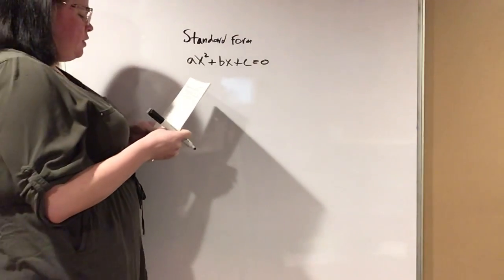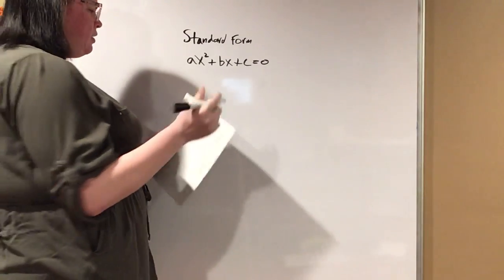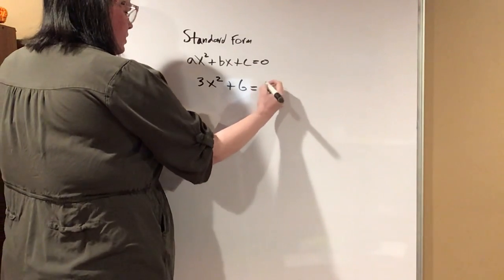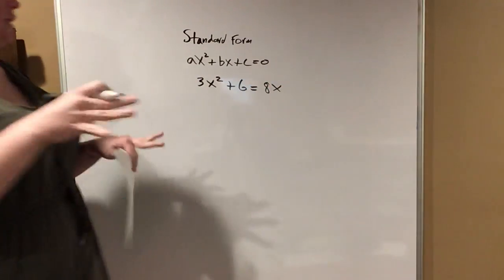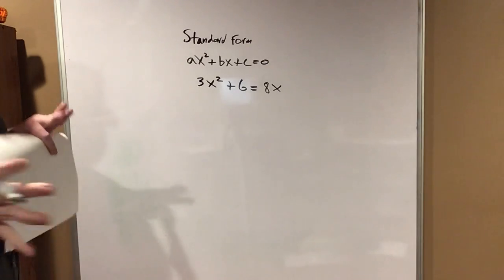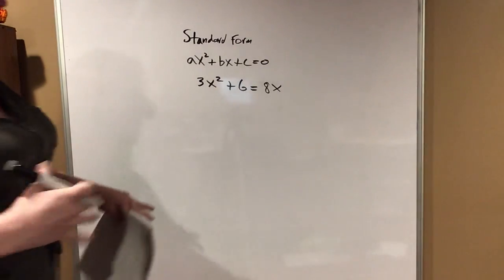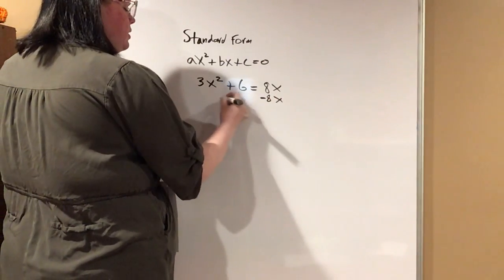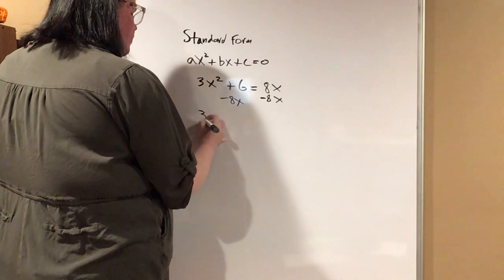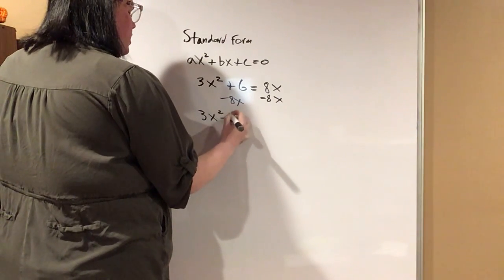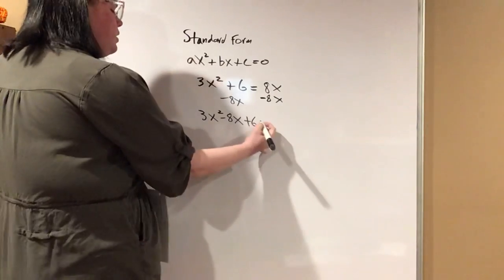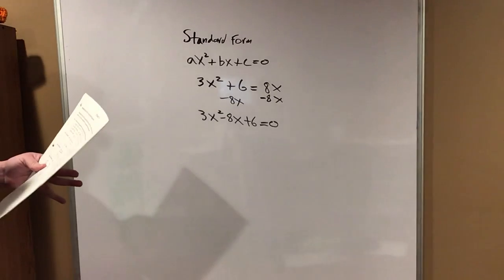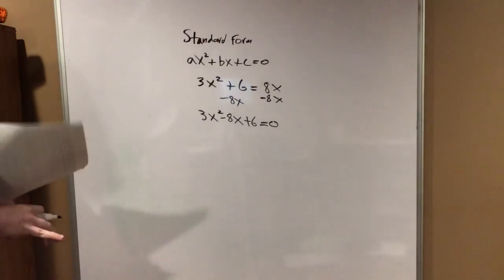So, if we're given something like 3x squared plus 6 equals 8x, and they just want us to put it into standard form, we're like, okay, well that means it has to equal 0. So I'm just going to subtract my 8x. And now, in standard form, it's 3x squared minus 8x plus 6 equals 0. So that is the standard form of a quadratic. Super quick and easy, right?